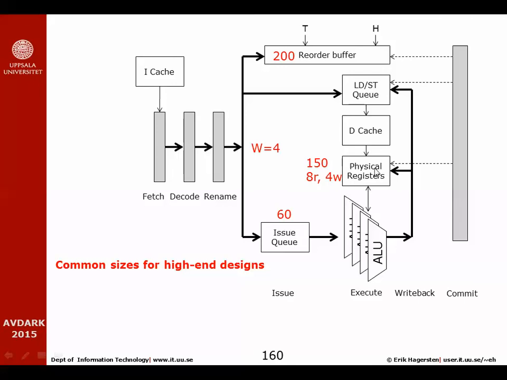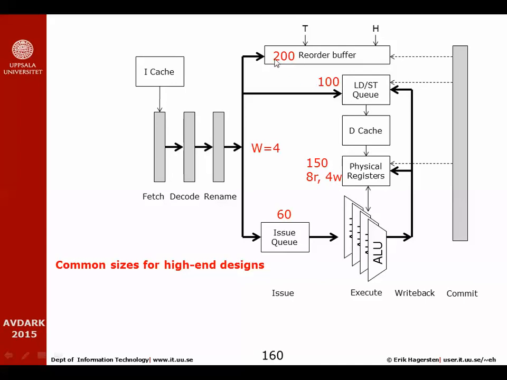Physical register file: typically, if all the instructions in the reorder buffer needed a register, you would need the same number of physical registers as you have slots in the reorder buffer. But since some of them, like branches and stores, don't need a register, this number is typically slightly smaller, maybe 150 or so. 8 read ports, 4 write ports. Load store queue, same thing.